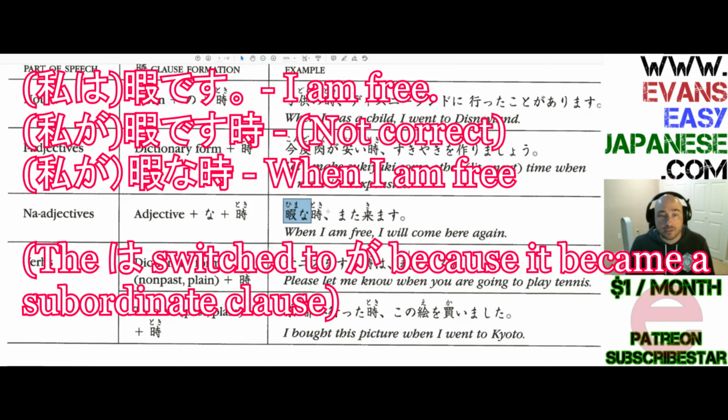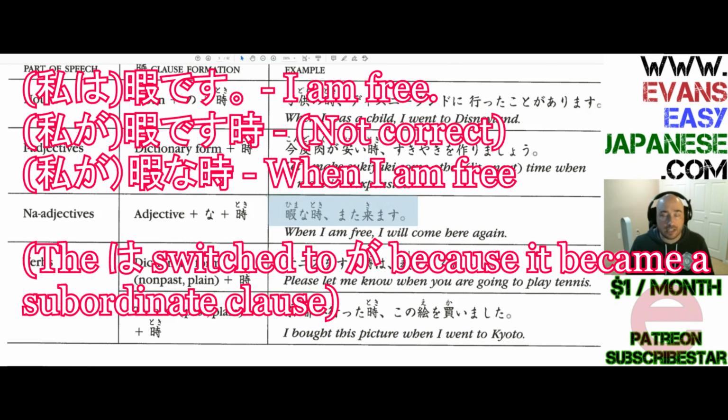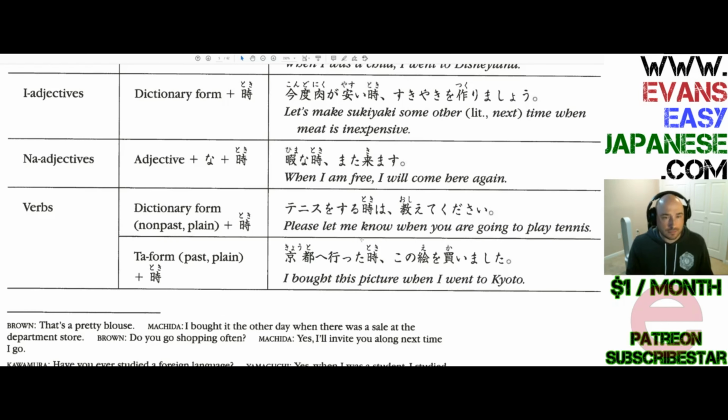So hima na toki, when I am free, mata kimasu, I will come again. I'll come again when I'm free, when I have free time. That's what's going on there. I want to point out that just hima na toki is a clause, the same way that niku ga yasui is its own sentence. It is a clause. Watashi wa kodomo. That is a sentence. That is a clause.